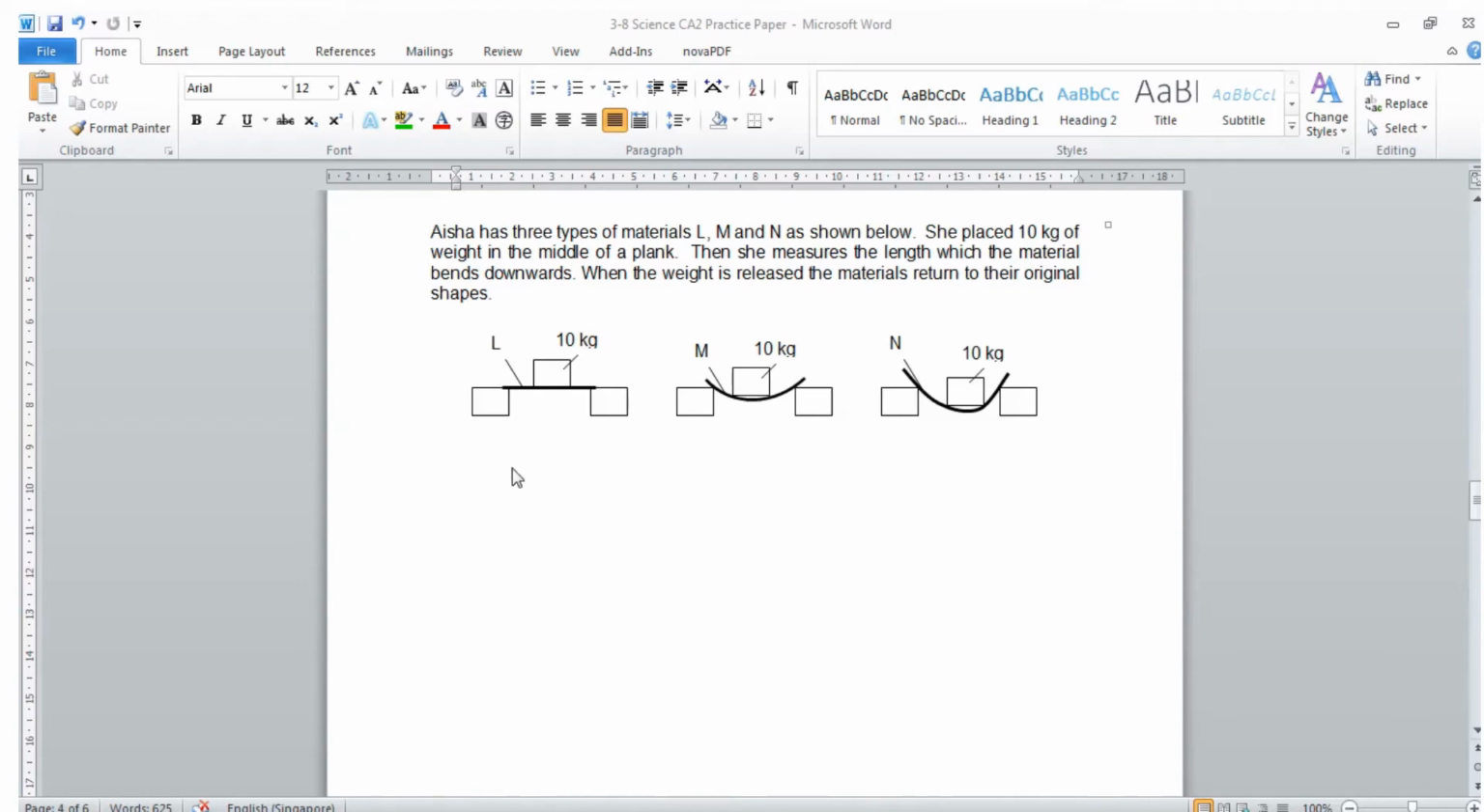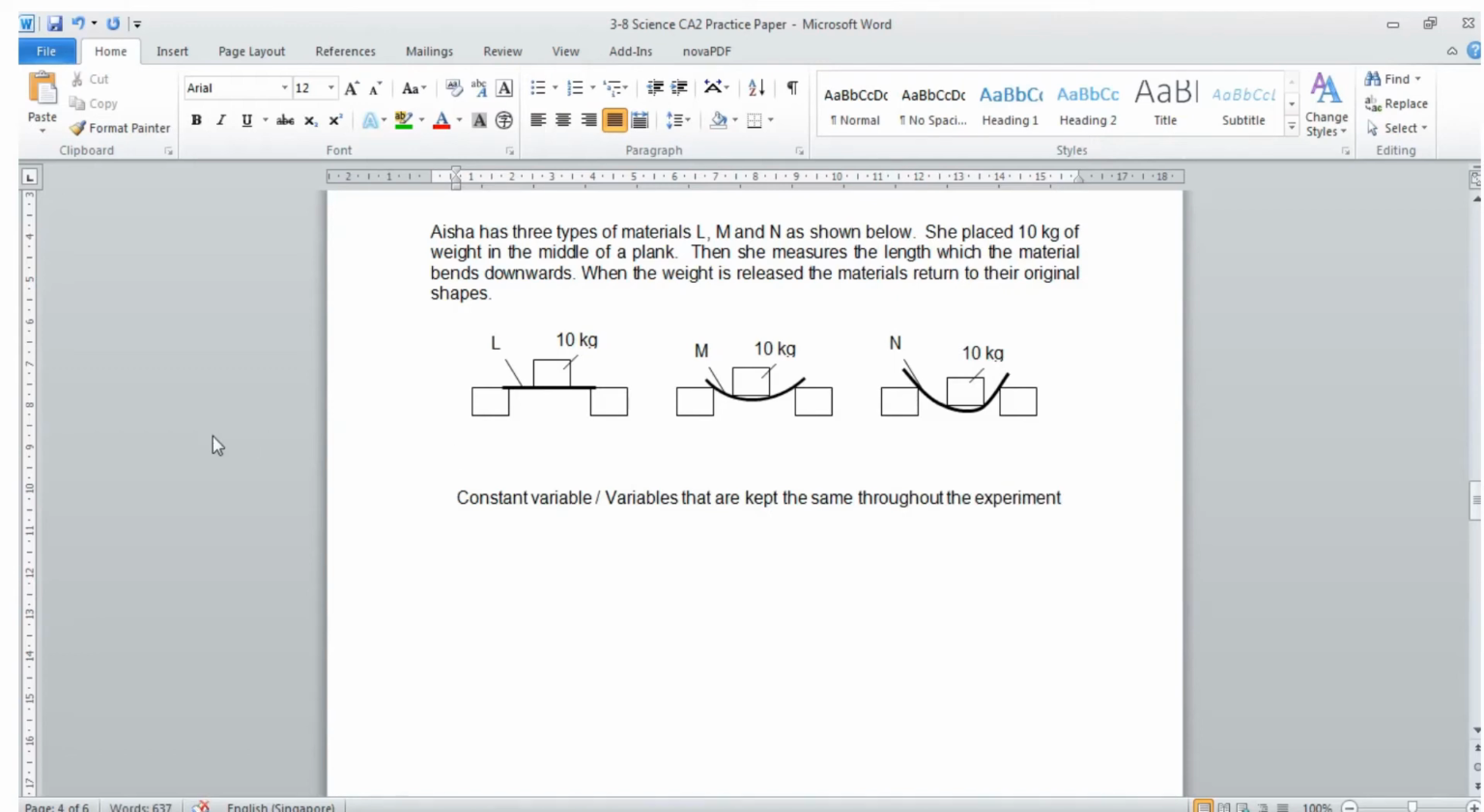So I just want to now touch on the constant variable. When we say constant, it means it's the same variable. That means variables that are kept the same throughout the experiment.